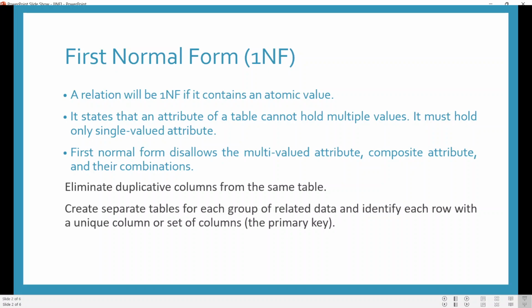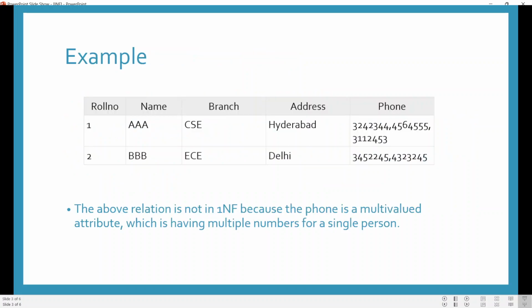So in first normal form, what we have to do is create separate tables for each group of related data and identify each row with a unique column or set of columns. So let us see an example so that you can clearly understand. Now we are considering one example here. In this relation, you can see there are attributes roll number, name, branch, address and phone.